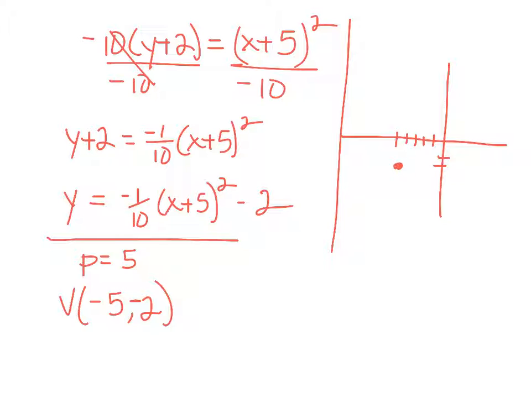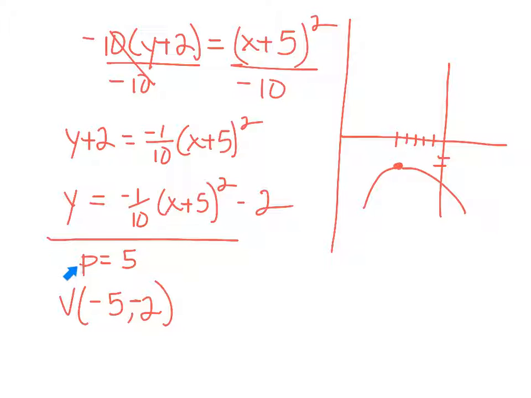And then, let's see. Oh, okay, well, I know that because it's a y equals, it's going to open up or down. And because the fraction is negative, it's actually going to open down. Okay, so then when I want to draw the picture, I know that my parabola is going to go like that. Now, the P is 5.